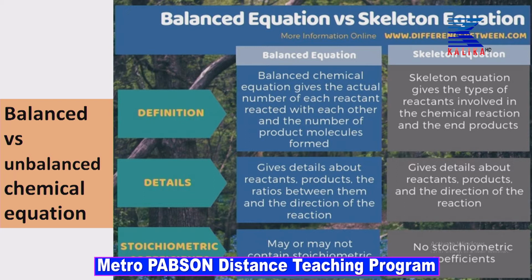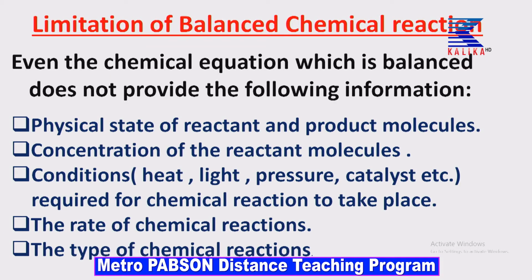Similarly, information about stoichiometric coefficient means what are the numbers that should be added in front of molecular formula of molecules in balanced chemical reaction can be well found, whereas that is not possible to be obtained from skeleton chemical equation. Fine, this is the difference about balanced chemical reaction and skeleton chemical reaction.